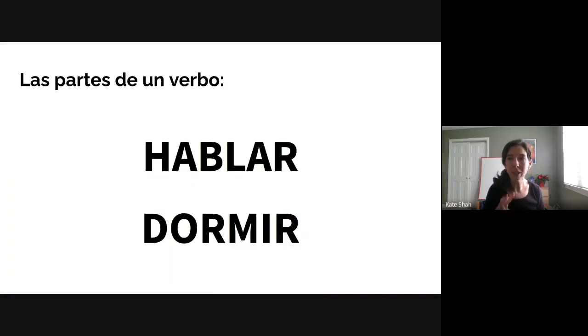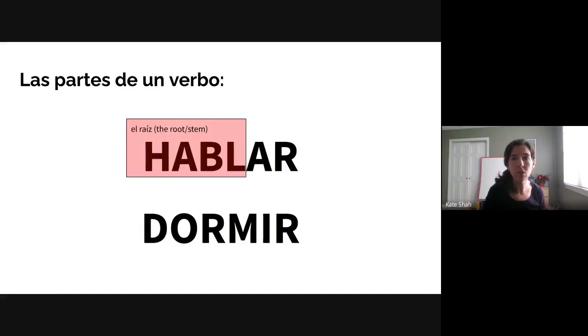En español hay dos partes de un verbo. Un verbo tiene un raíz y tiene la terminación. El raíz is the root, or in English we call it the stem, but the word raíz in Spanish means root. And that's the first part of the verb. La segunda parte es la terminación, the ending. Terminación is a cognate for termination, or the ending.